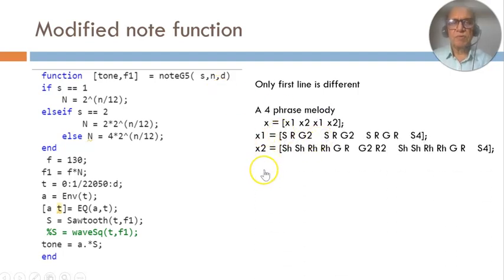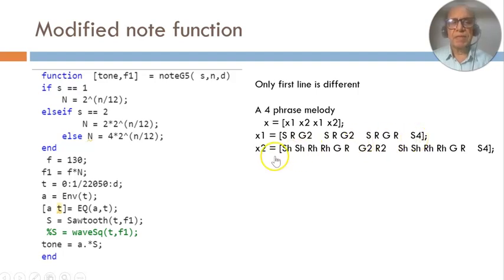Now, to demonstrate how to graphically plot the pitch patterns and the rhythmic patterns, we'll take an example. Let us take a 4-phrase melody, a very simple melody. X1 is one phrase, X2 is another, then we repeat X1 and then we repeat X2. X1 is like this: S, R, G2, which means S is 1 matra, R is 1 matra and G is 2 matras. The suffix of 2 says that.